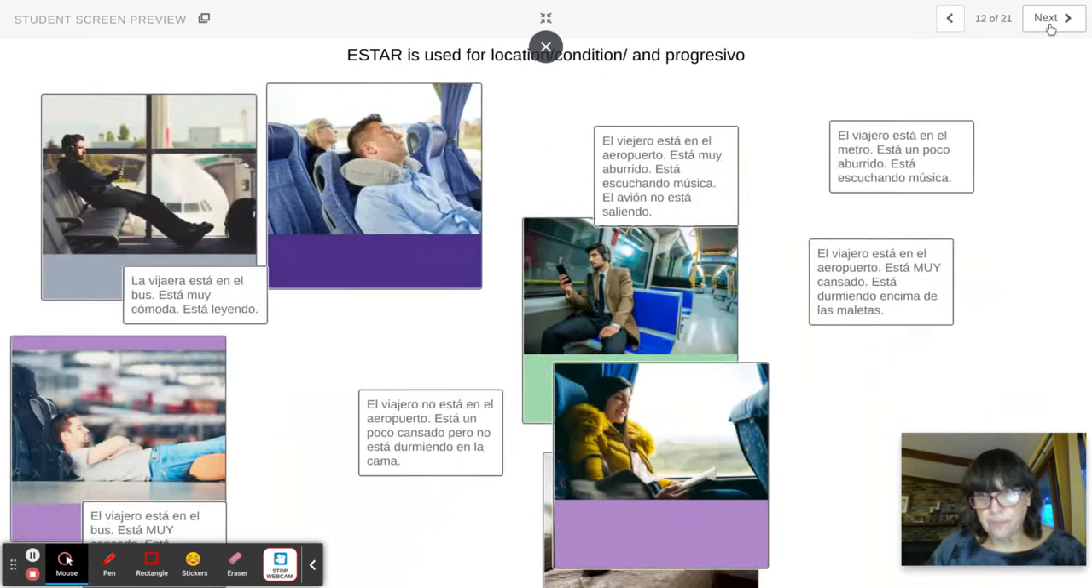Okay, pretty much. I'm going to run you through the rest of the slides. You guys are going to be doing the rest of this for homework. This is a matching. I have described the picture. El viajero, and I misspelled viajero, está en el aeropuerto, está muy aburrido, está escuchando música, el avión no está saliendo. So estar is used for location. El viajero, misspelled, está en el aeropuerto, location. That's where the viajero is located. Está muy aburrido. That's his condition or how he's feeling.